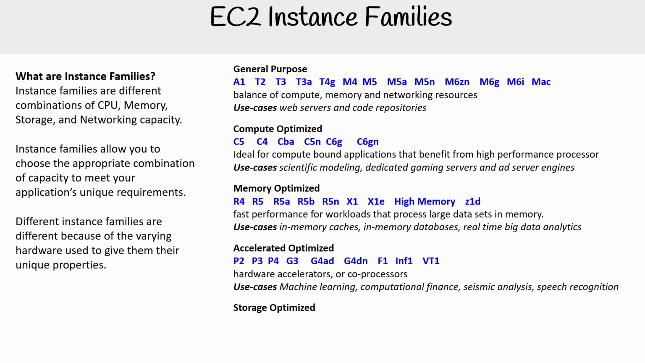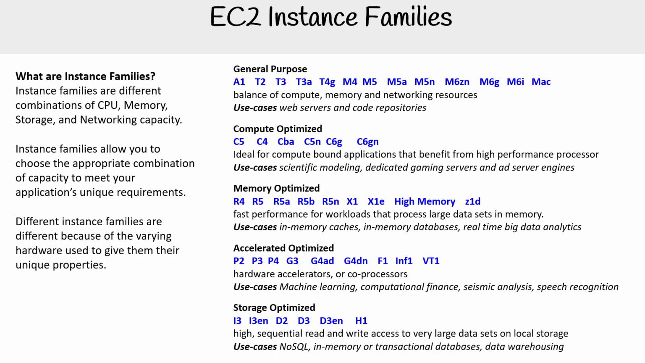So we have storage optimized. So you have your I line, your D line, and H1. This is high sequential read and write access to a very large data set on local storage. So the example here could be NoSQL, in-memory, transactional databases, data warehousing.